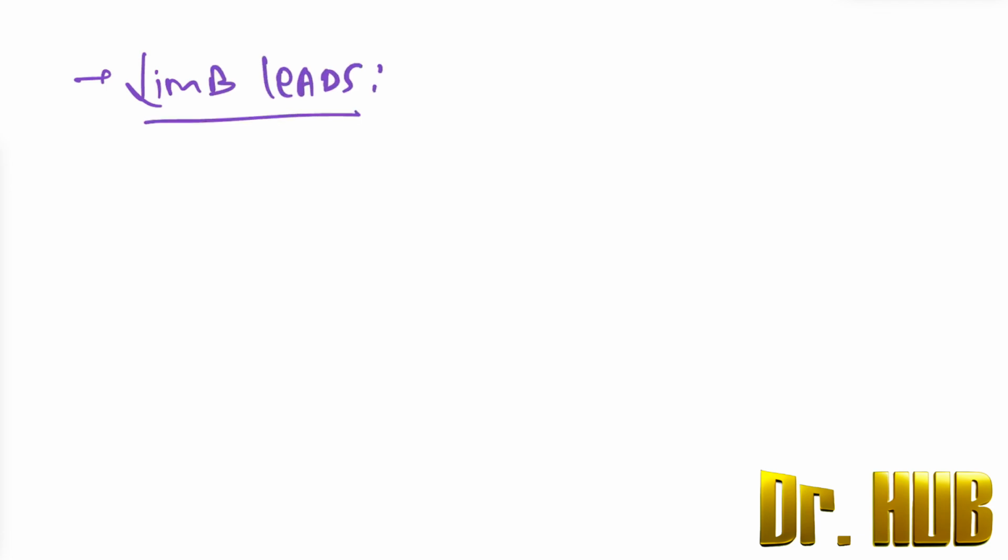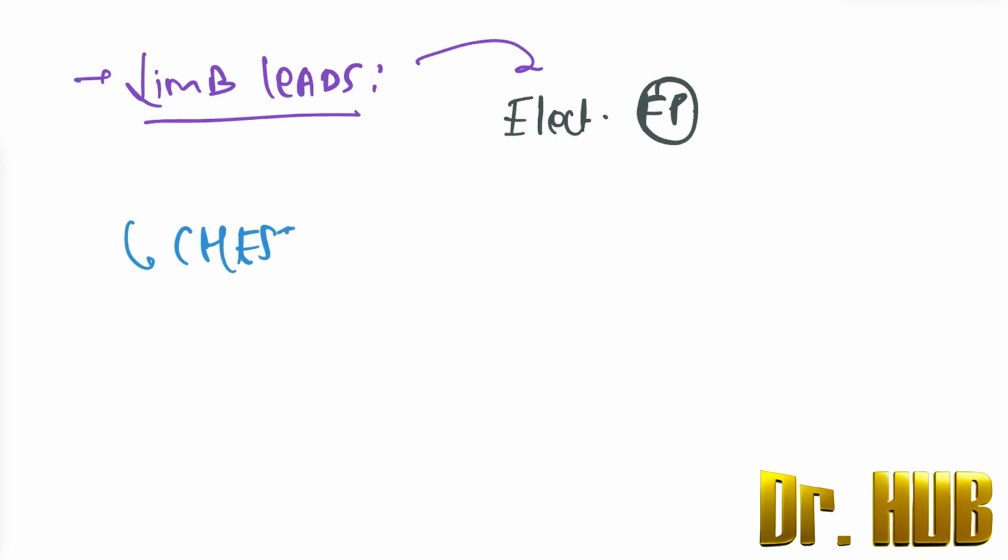ECG leads. First, let's look at what the leads are. The limb leads measure the electrical activity in the frontal plane. And then we also have the chest leads. The chest leads measure the electrical activity in the horizontal plane.